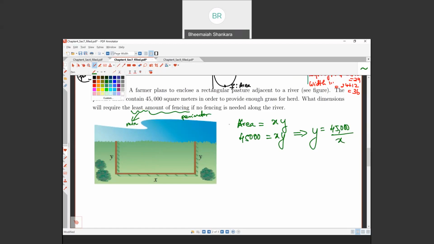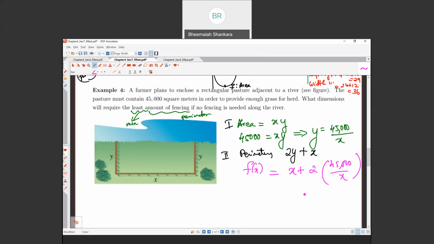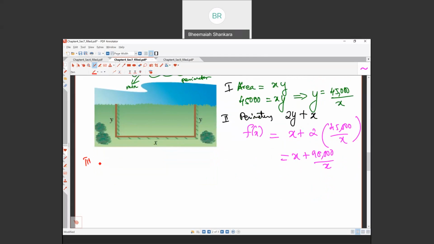So let's write area in the problem equals x times y, and the area is given for us, which is 45,000. So you will be able to calculate an expression for y from this, which is 45,000 divided by x. Now in the next step, you want to write the perimeter of this pasture, which is y plus y. So you can write 2y, and then you are adding 1x. So the perimeter will be 2y plus x. So the function, which is the model in the problem, is the perimeter, and rewrite this as x plus 2 times 45,000 divided by x. So multiply this out, it's 90,000 divided by x.